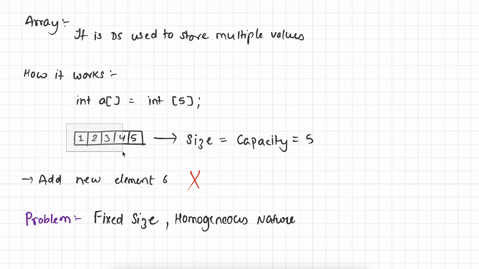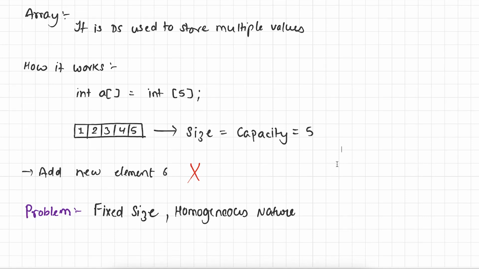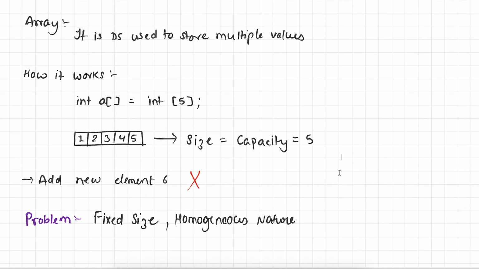So this is how space for 5 elements is pre-allocated in the memory and we enter all the elements one by one. So currently this array has 5 elements. That is why the size and capacity of this array is 5. Now what happens when we want to add a new element to this array? Now when we try to add a new element to this array, we get an error. What a bummer it is.